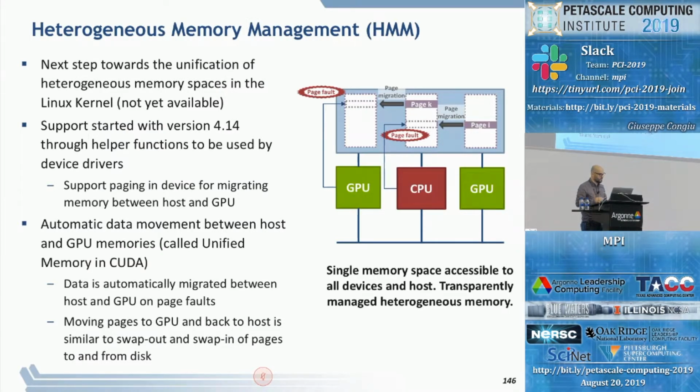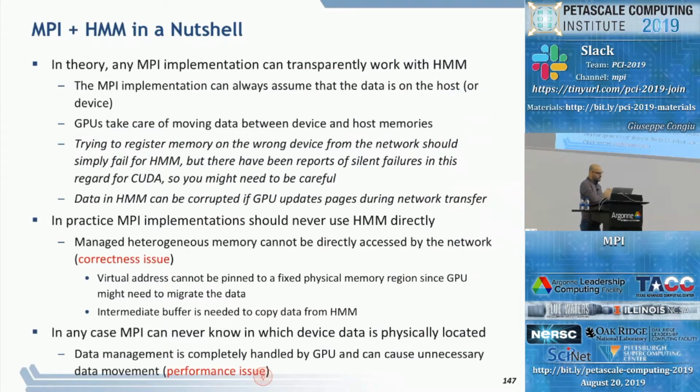There are some additional details; you may ask some question later on and we can answer something more in detail. I think that for now, this is enough to understand the concept. So what does it mean for the MPI implementation to have heterogeneous memory management support?